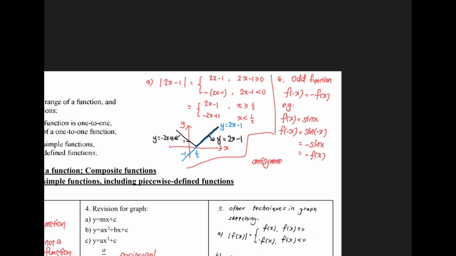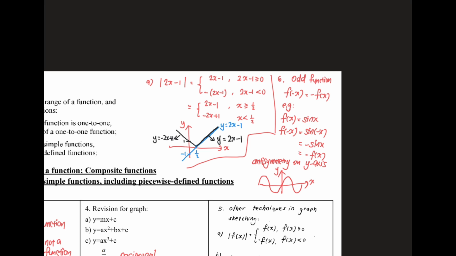So I write down first, anti-symmetry on y-axis. So what's the meaning? Let's say, for example, I draw out the sine graph. So the sine graph is like this, and the other side of the y-axis will look anti-symmetry. So they are not symmetry, they are anti-symmetry. So they are like the other way around. So which is like this.